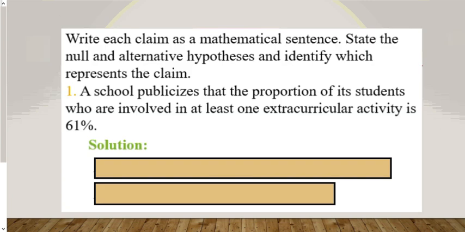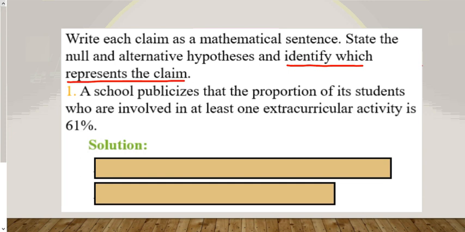Okay, let's look at a couple examples now. We're going to write each claim as a mathematical sentence. That means using some symbols. We're going to state the null and alternative hypotheses, and then identify which represents a claim. This is going to be very important later on for some other stuff we're going to do. So figure out which one is being claimed.